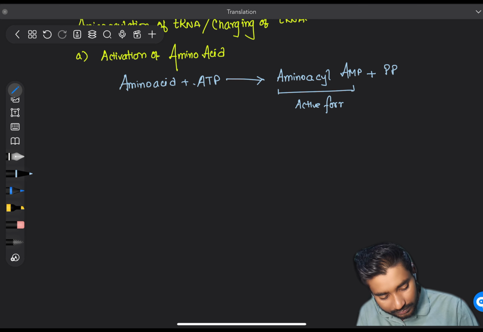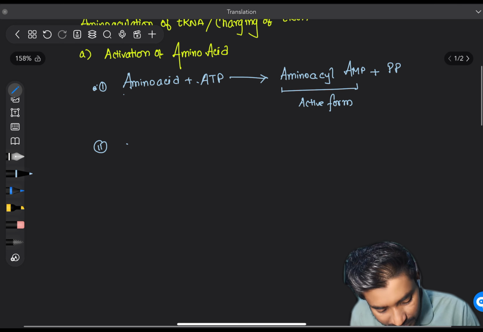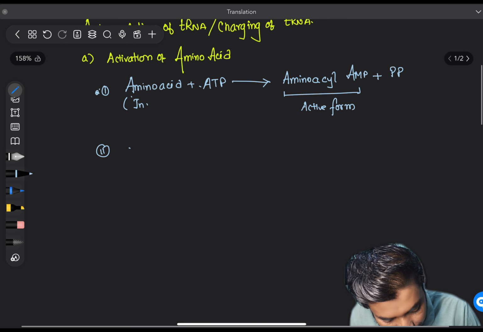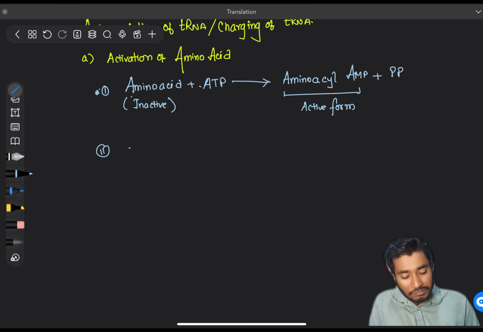Aminoacyl monophosphate is an active form. The amino acid was inactive, and aminoacyl monophosphate is thus active.